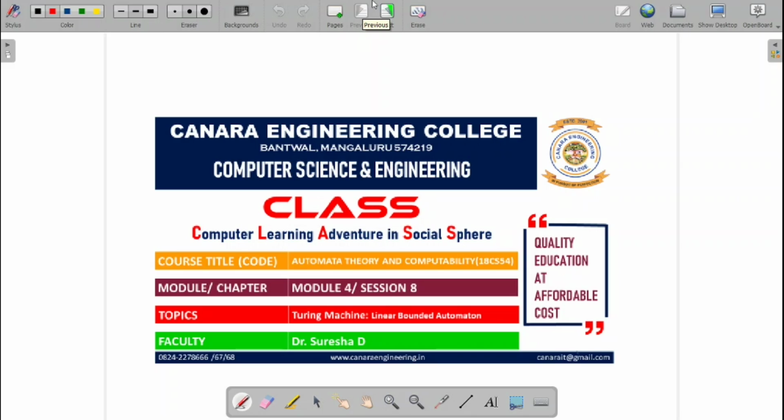Dear students, let us continue our learning of the course Automata Theory and Computability. We are in the 8th session of module 4. In this session, we are going to cover linear bounded automata to deal with the context sensitive languages under the Turing machine. Myself, Dr. Suresha D from the Department of Computer Science and Engineering of Canara Engineering College, Bantwal, Mangaluru.